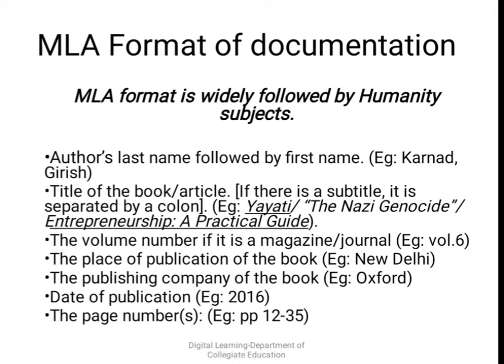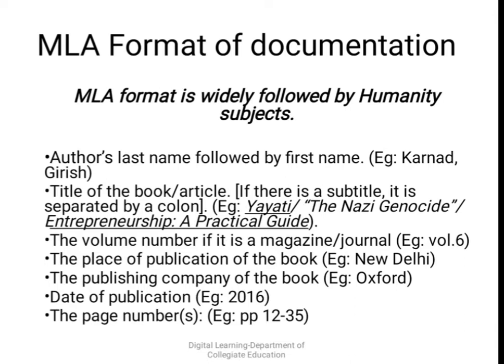If there is a subtitle in a book, then that is separated by a colon. Example, Entrepreneurship: A Practical Guide. So that is a subtitle. If there is no subtitle, then you will just write the title, Yayati, or if it is not a book but an article, then you put the title of the article within inverted commas, like in the example shown, "The Nazi Genocide."